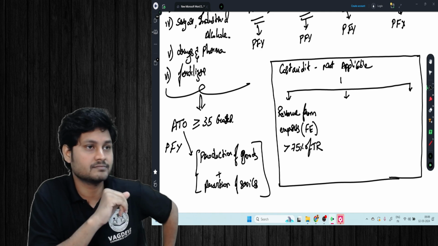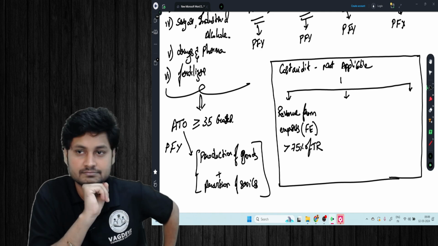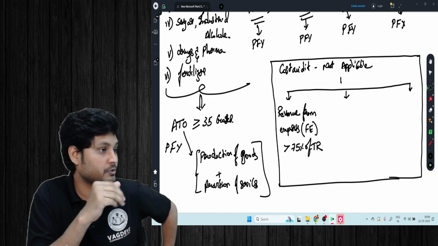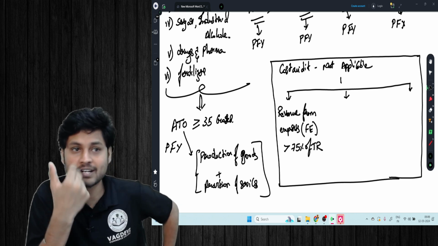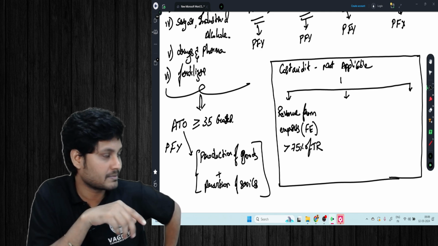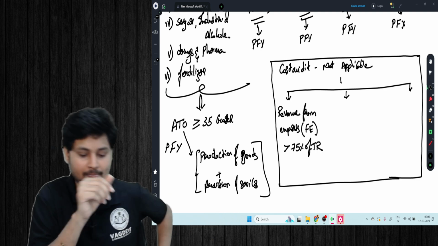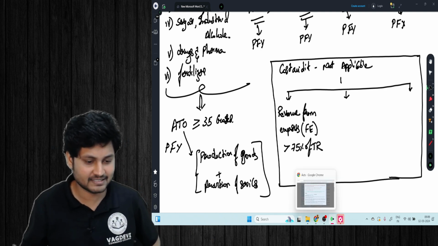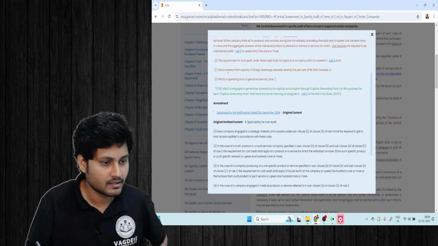Okay, FEMA is the act which is very stringent when we receive the export currencies or foreign exchange currencies. Okay, and hence this is removed here. Cost audit is not applicable in such cases. Simple. And the second point, let me read second point, second exception.